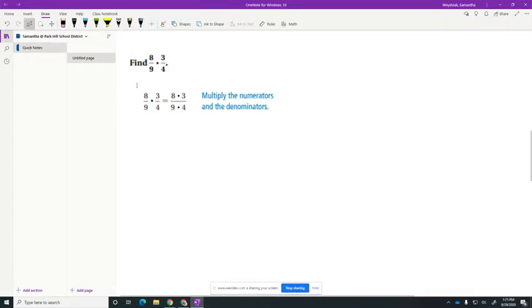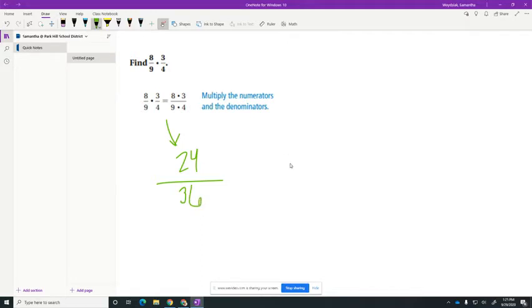So for example, right here where my cursor is, it's 8/9 times 3/4. And whenever we multiply them together, we're going to do 8 times 3, and then we're going to put it over 9 times 4. Let's go ahead and solve this together down here. We have 8 times 3, which is 24. And then it's going to be over 9 times 4, which is 36.